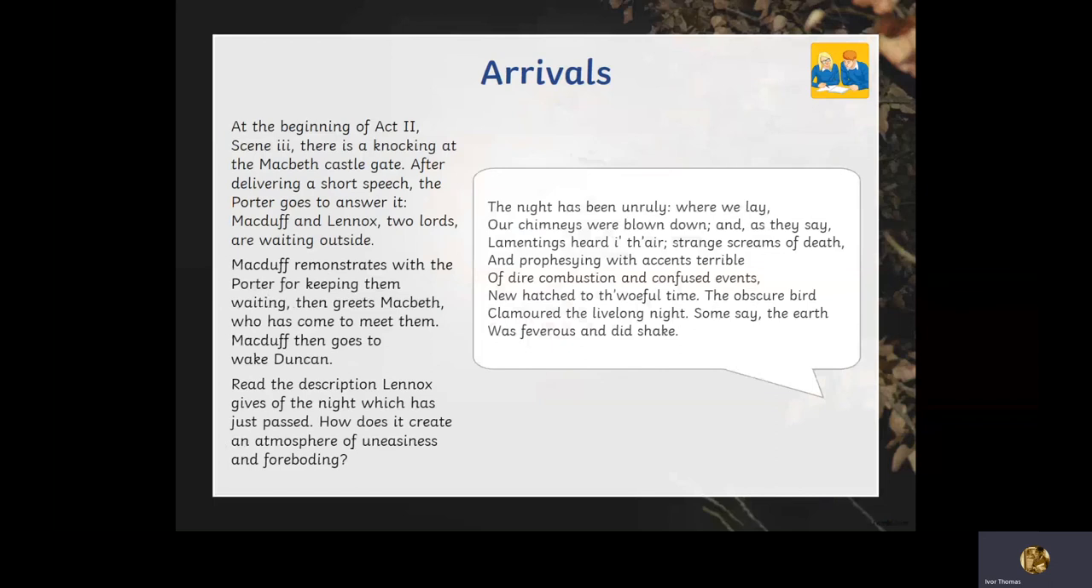And Lennox says, the night has been unruly. Where we lay, our chimneys were blown down, lamentings heard in the air. He mentions later that the obscure bird clamoured the livelong night. Some say the earth was feverish and shook. So Shakespeare's saying the weather was awful that night. There were strange cries in the air. And Shakespeare's really using this as symbolic of nature, symbolic of Duncan's importance, nature weeping, if you like, reflecting the disorder in Scotland.